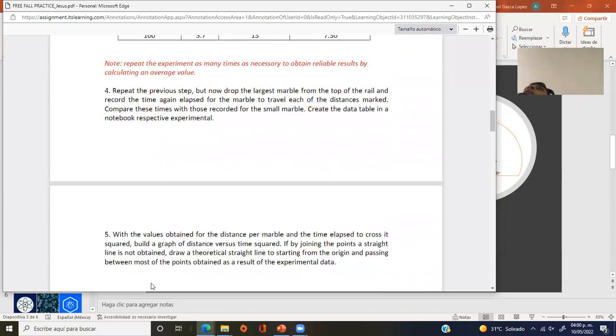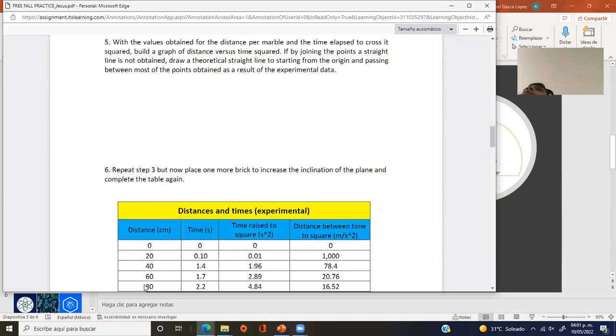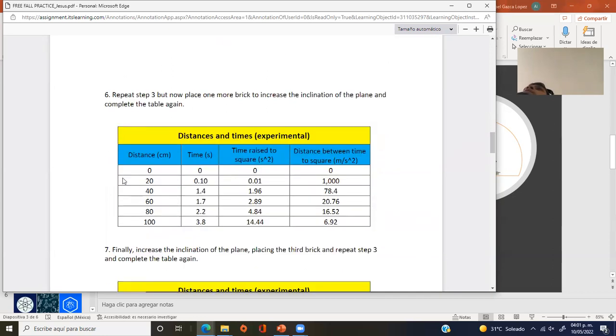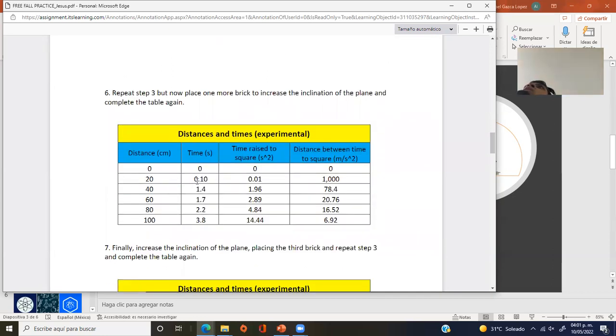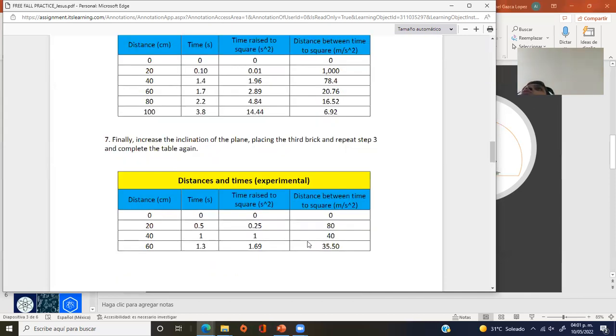Here we have to repeat the experiment again, but with a different angle. 0 is equal to 0, 20 is equal to 0.10, 0.31, 1000, 40, 1.4, 126, 68.4, 60, 1.7, 2.89, 20.76, 80, 2.2, 4.84, 60.52, 100, 3.8, 14.44, 6.92.